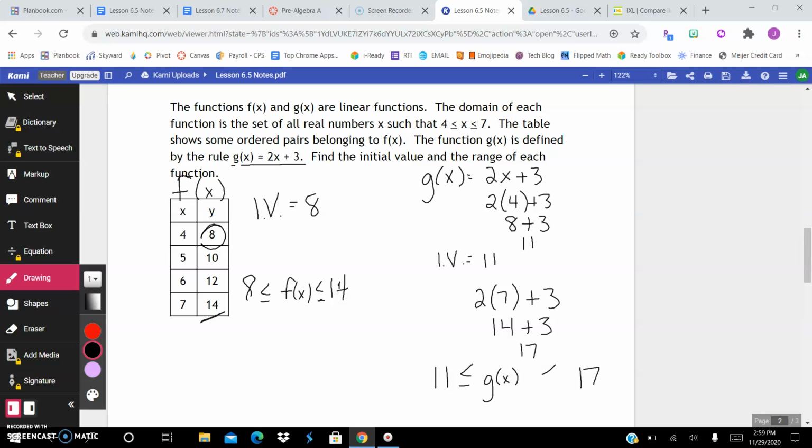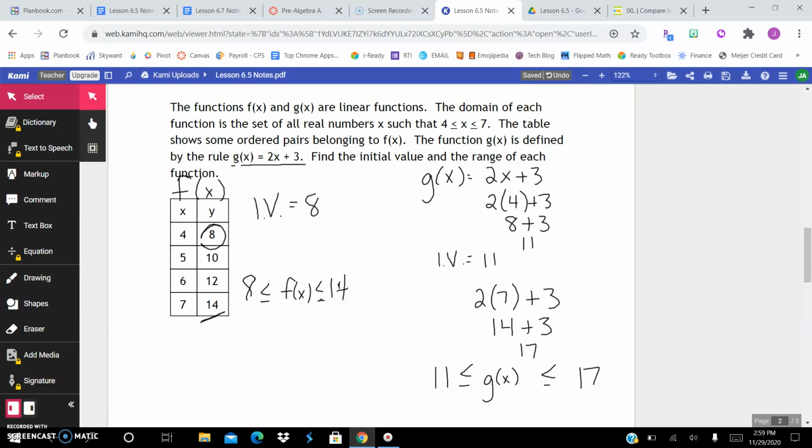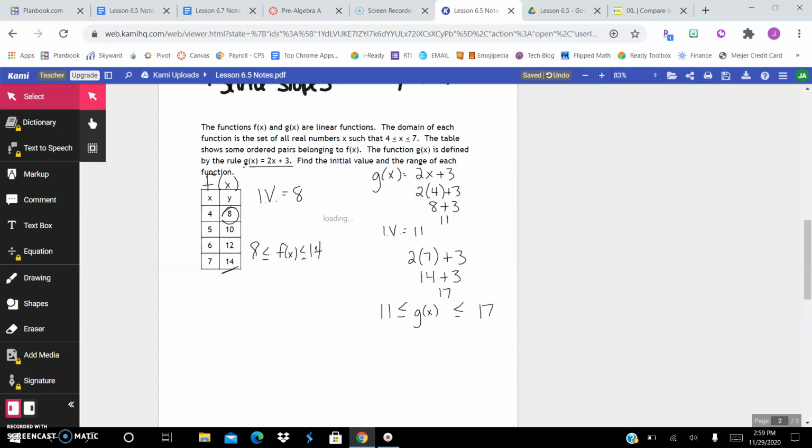And again, it can be equal to one of those, so we can underline our inequality. So 11 is less than or equal to g of x, and g of x is less than or equal to 17. So quite a bit of answers there, but it just involves plugging in values into those equations and reading the table that was given.